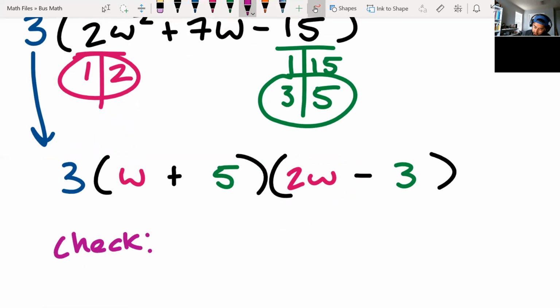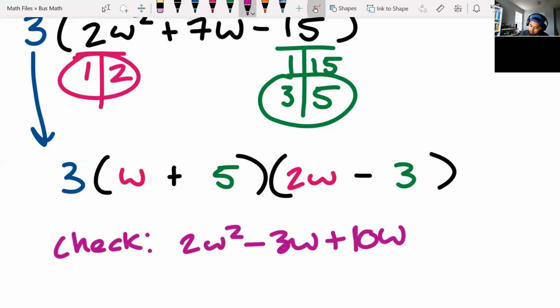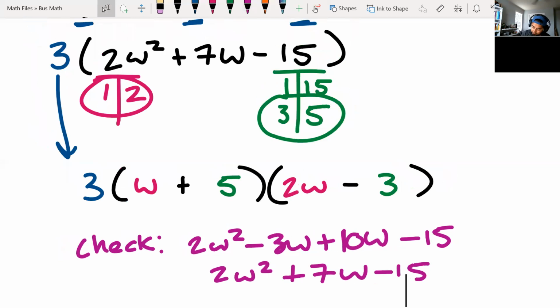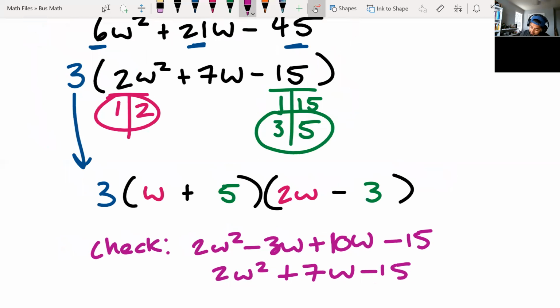Check. And you would get 2w squared minus 3w plus 10w minus 15. We'd get 2w squared plus 7w minus 15. Does this look like this one? Yes, sir. Look at that. We got it.